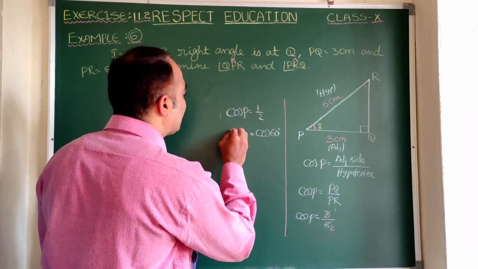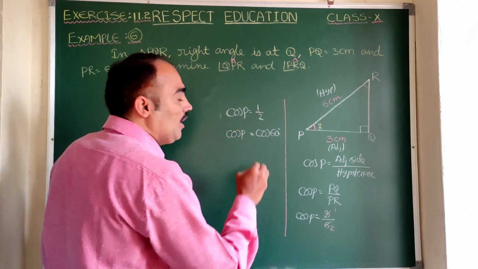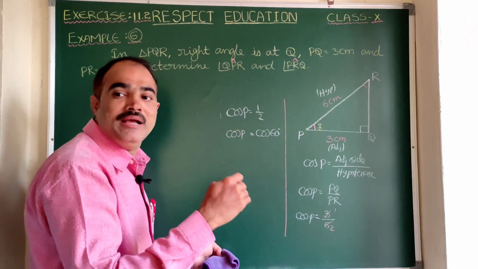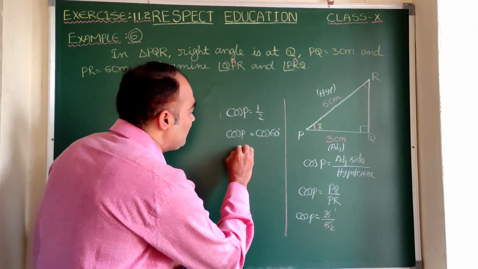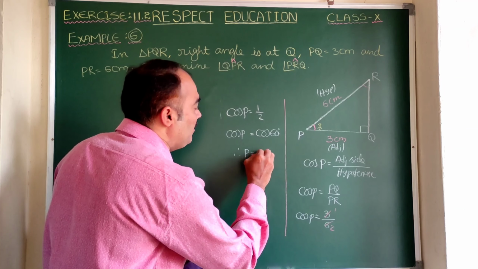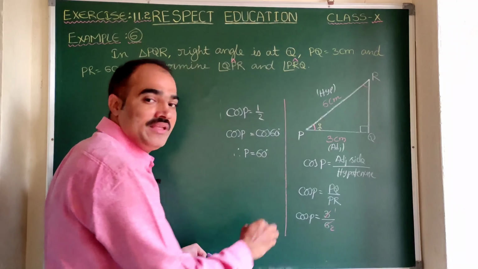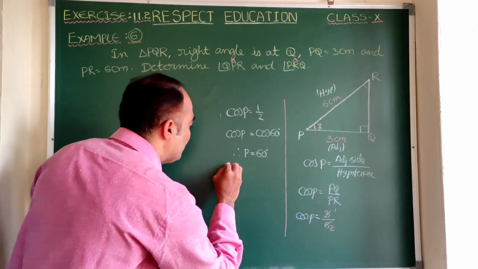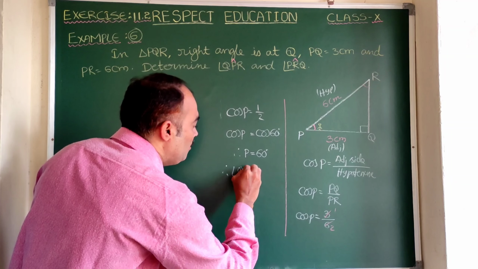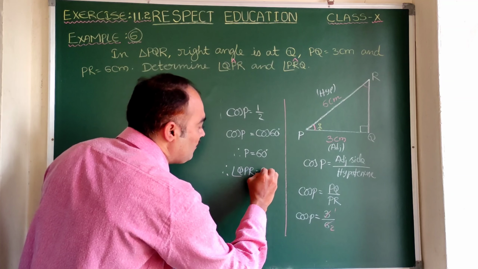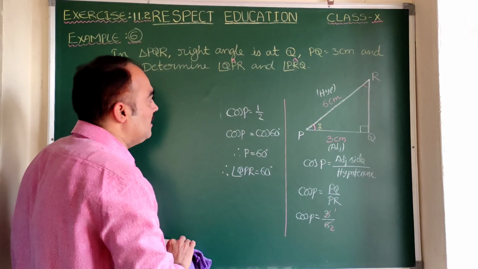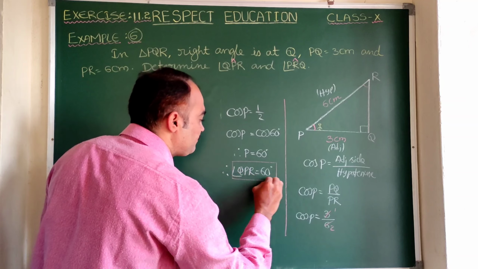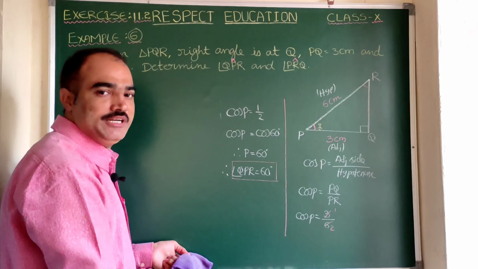So here left hand side let us write the cos as it is. Now you don't cancel cos and cos, but you just imagine that they get cancelled. Therefore here angle P will be 60 degrees. Angle P can also be written as angle QPR. Therefore angle QPR is equal to 60 degrees. Now out of these two bits, first bit gets completed. Now let us see second bit.